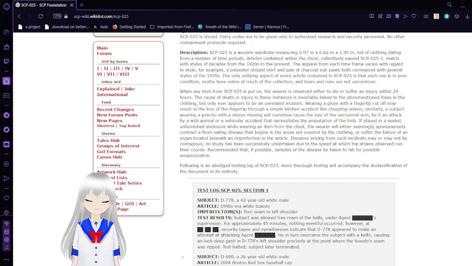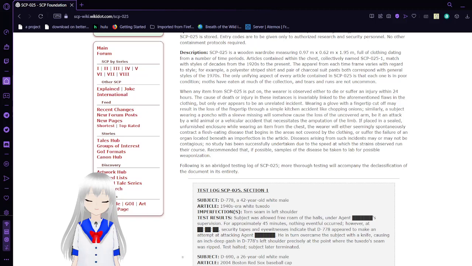Test log, SCP-25, Section 1. Subject: D-778, a 42-year-old white male. Article: 1940s-era white tuxedo. Imperfections: torn seam in left shoulder.